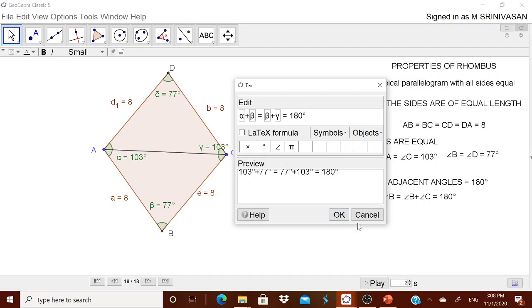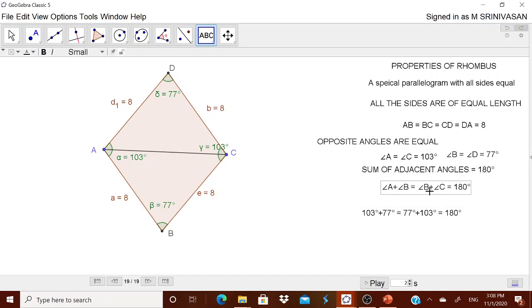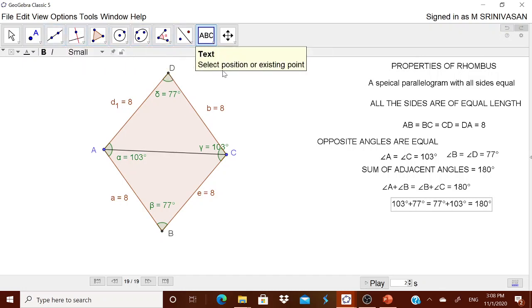Okay, this is a very simple one. The child can understand what you mean by it. Therefore the sum of the adjacent angles is 180 degrees. Okay, let us now come back to the property of diagonals. For that only one diagonal is there already. Let us go for making the statement.